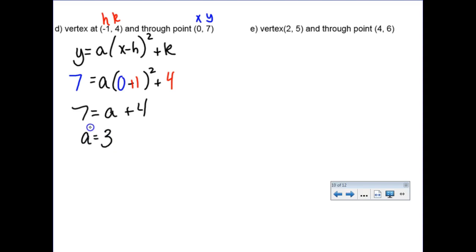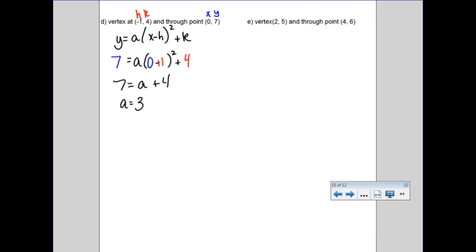3. Yep. And after all that work, you'd probably figure you're done, right? You're not. So now you're going to take the a and then the vertex, which does not change for this parabola. And you're going to plug in those 3 pieces, the a, the h, and the k. So your function is y equals 3 x plus 1 quantity squared plus 4.